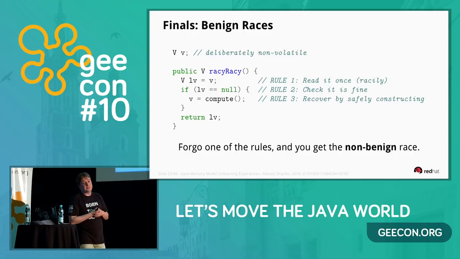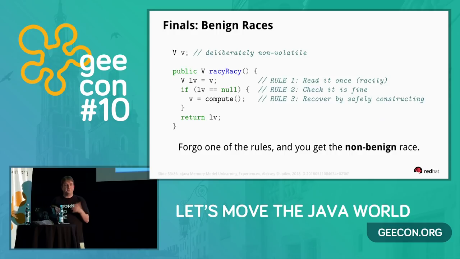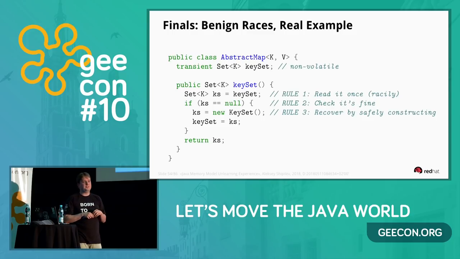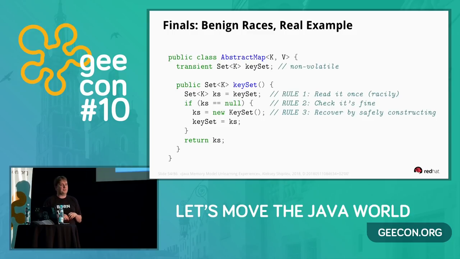And benign race looks like this. Suppose you have this object V, which has constructors that assume safe construction. You can do the methods like this. You can say, I do a single racy read. I check if I have read a not-null thing from there. If I did, final field semantics guarantees me that I will observe the values there intact. If I don't see it as not null, I do the recovery step, produce something for myself here, and return that instead. And you can see that in the JDK class libraries like this. If you look at AbstractCollection, for instance, which has the key set and value set views of the collection, it's written like that.